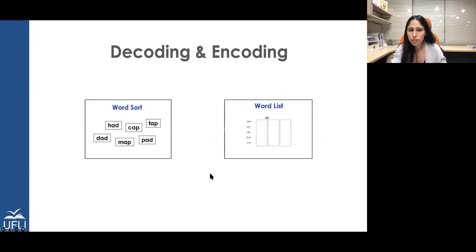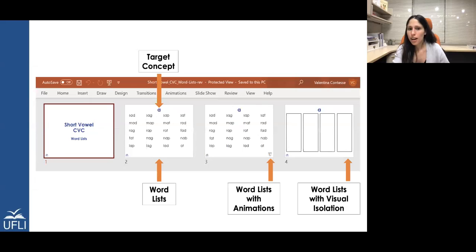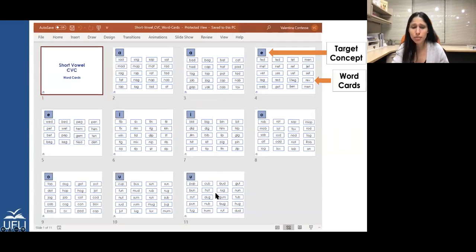Like I mentioned, we also have word cards and word lists that can be used for decoding or encoding purposes. If you're using them virtually, there's ones with animations, ones with visual isolation, but for face-to-face teaching, you could also just print, for example, slide 2 to have a list of words that target a specific concept for your instruction. Same thing with the word cards. We're working on more printer-friendly versions of all of this, but for now, that's what we have to share.